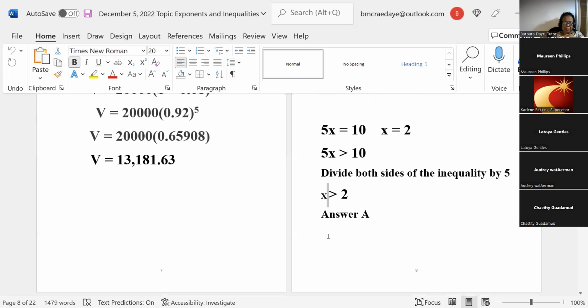Okay, well, wait, let me give you another one here. Suppose you had 6y greater than 12. Now, what can be values of y so that 6y is greater than 12, Audrey? What could be values of y?